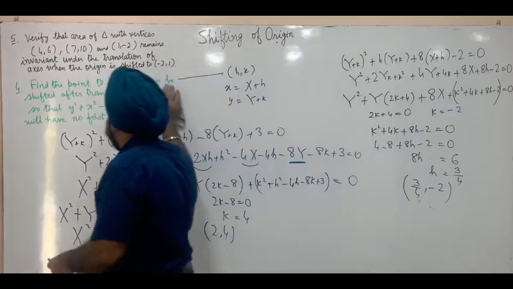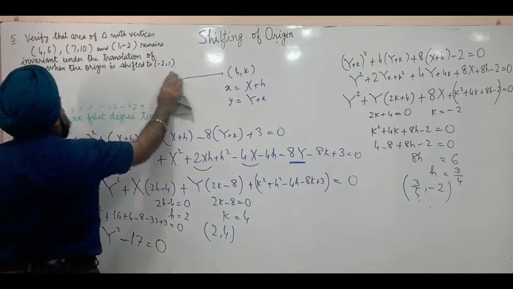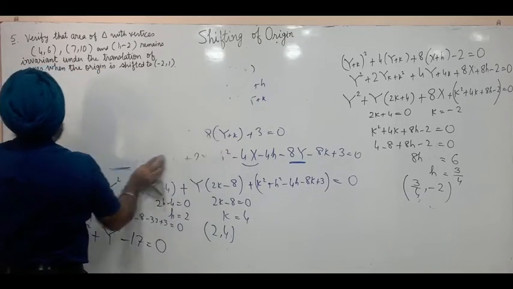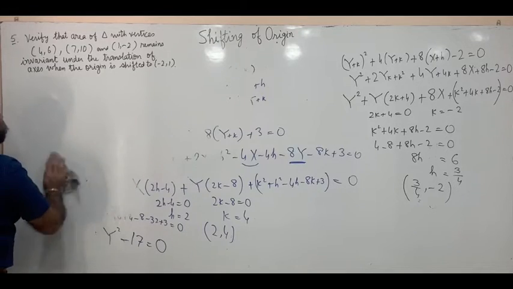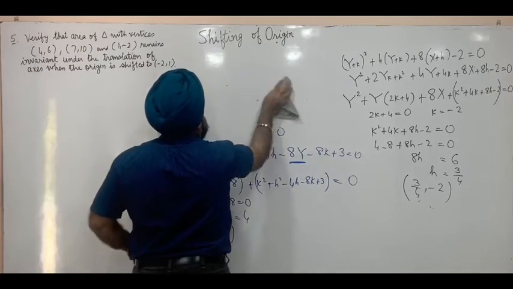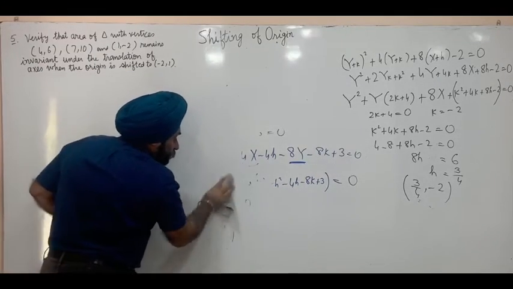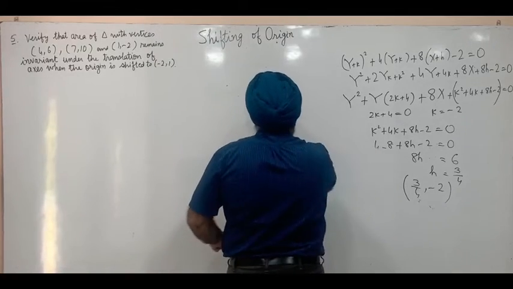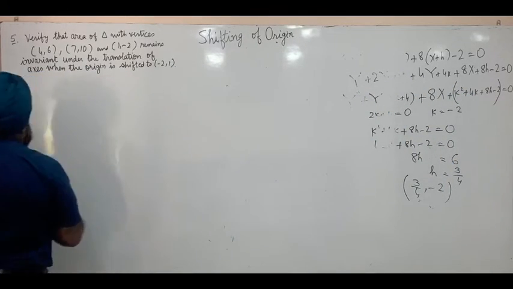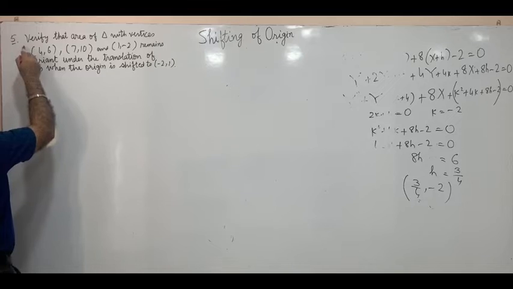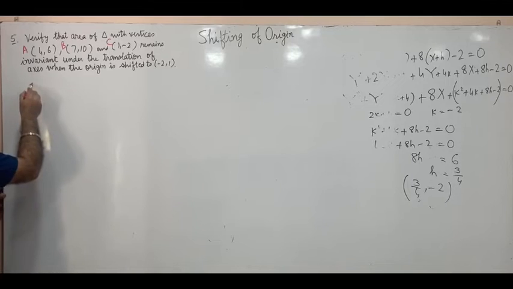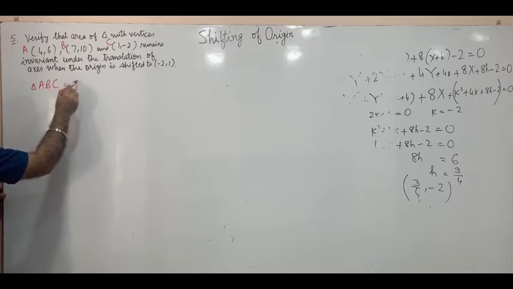The last one, we have to verify that the area of a triangle with vertices remains invariant under translation of axes when the origin is shifted to the point (minus 2, 1). Invariant means that the area doesn't change. Let's say this is vertex A, this is B, this is C. We know how to find the area of triangle ABC. We'll use the stair method.